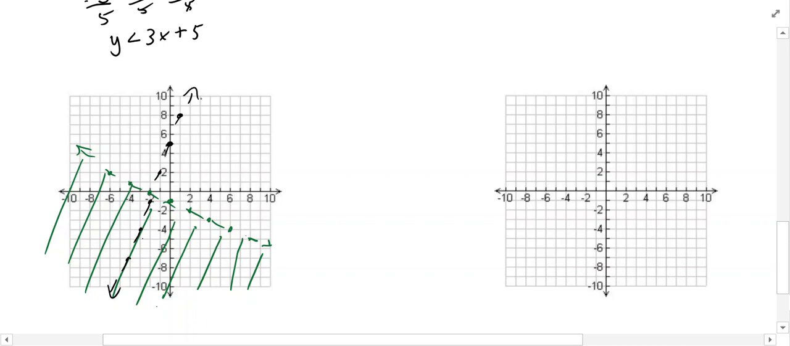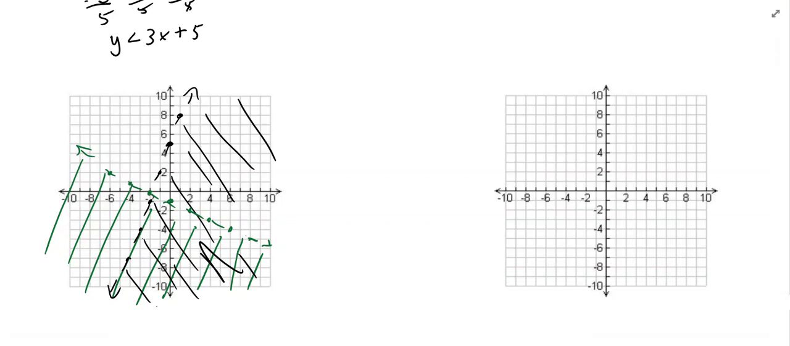And less than means shade everything below the line. So here's below the line. So where the green and the black in this bottom area here is where the shading overlaps. So that's where I need to check my solutions. I need to verify 3 solutions. The first one I'm going to check is right here, 0, negative 4. So I'm going to plug in 0, negative 4.